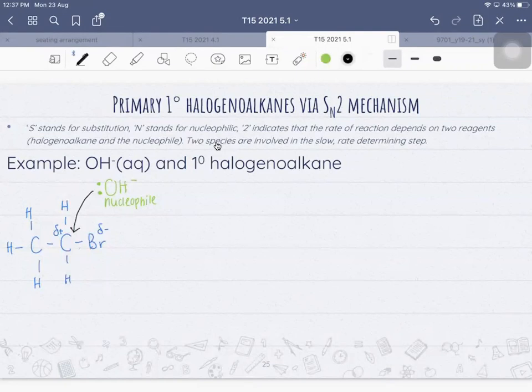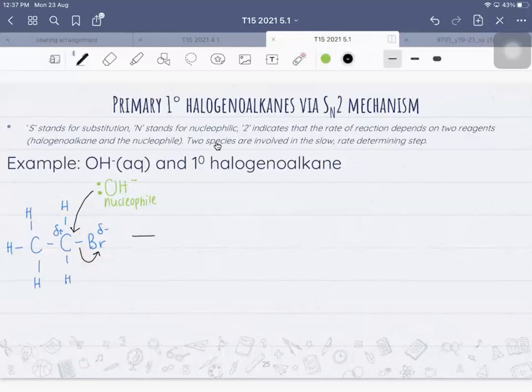and the electrons will go to bromine. So this fits with the fact that bromine has a higher electronegativity value. Bromine has a stronger attraction for the bonding electrons. So now both the bonding electrons will go to bromine.